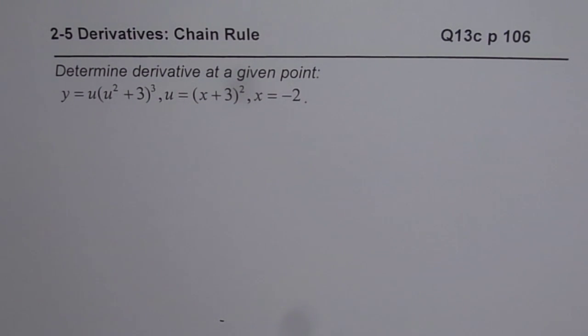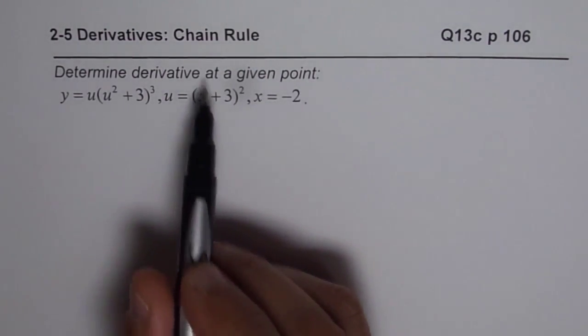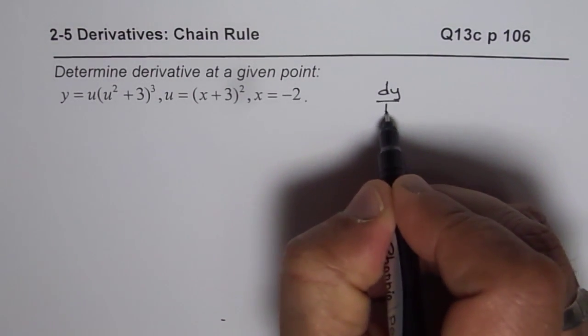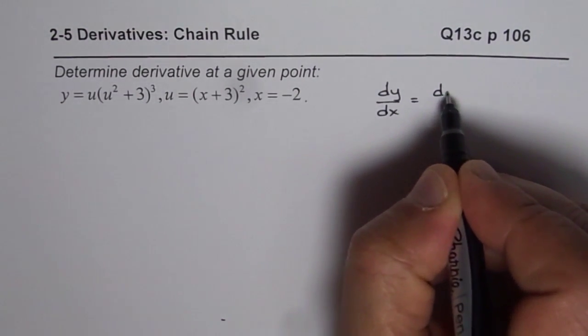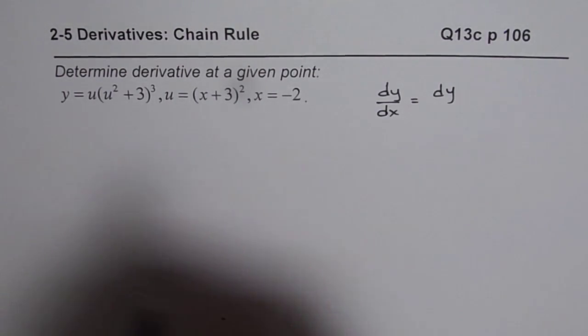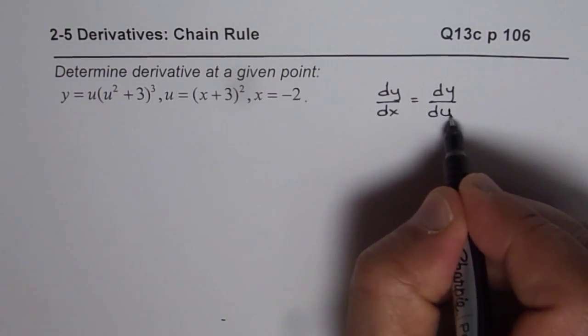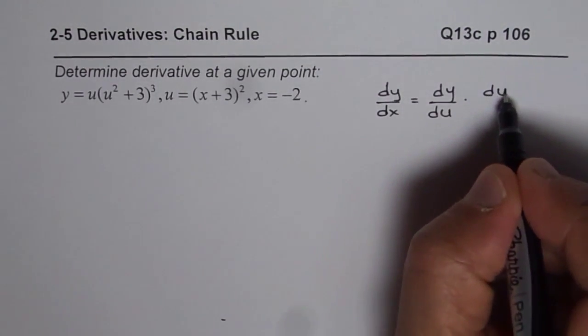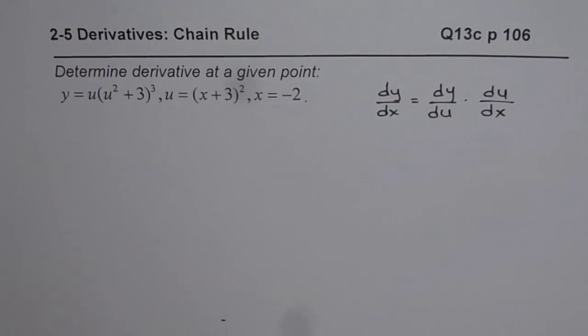The question here is, determine the derivative at a given point, y equals u times (u square plus 3) whole cube, where u is equal to (x plus 3) whole square and x is minus 2. Whenever we have a function of a function, we need to apply the chain rule, and remember dy/dx is actually equal to dy/du times du/dx, since y is defined in terms of u, and u is defined in terms of x. That should give us a solution.